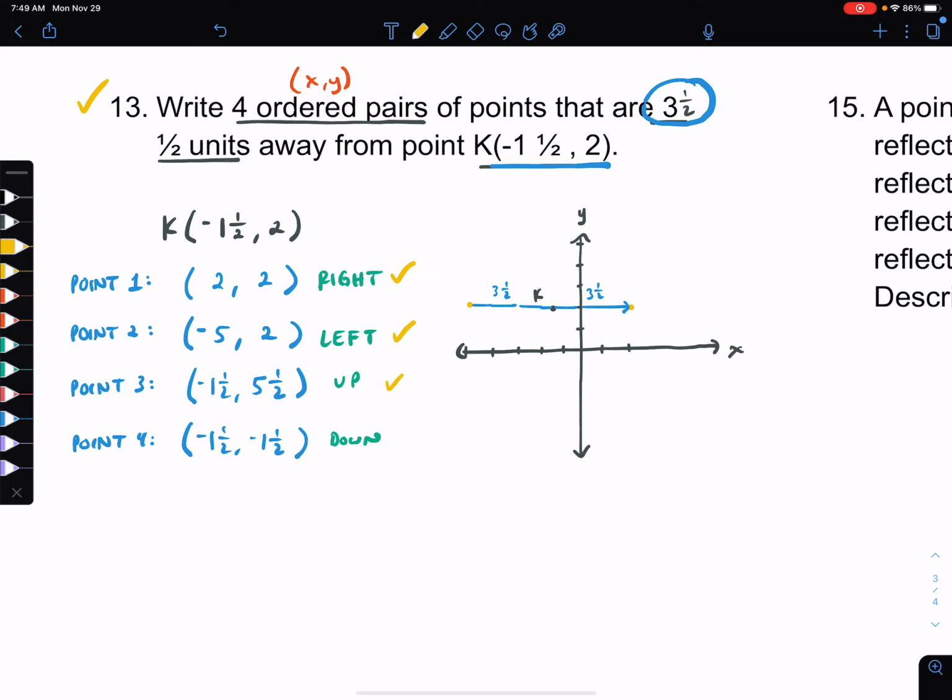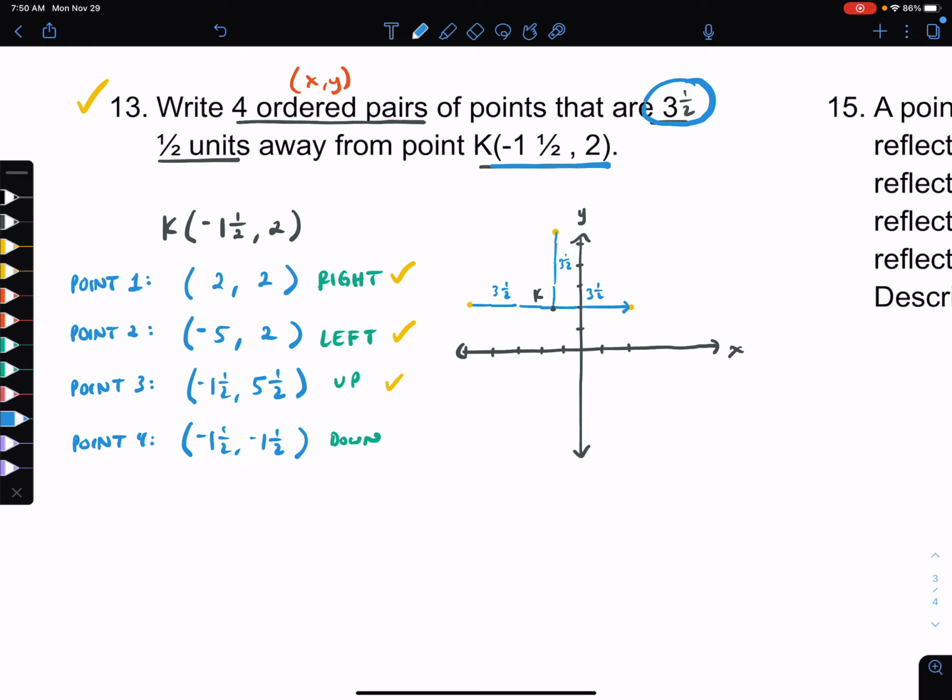And then for point 3, we're going to go to -1.5, and then we're going to go up to 5.5. That's like up here somewhere. So let's see, that's 1, 2, 3.5. So that is 3.5 units up.